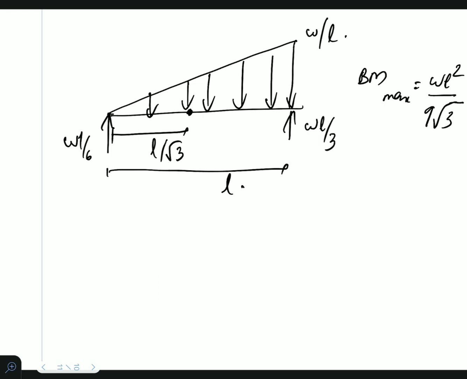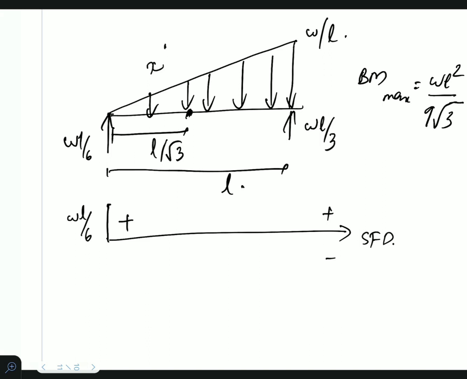Okay, now we'll have to draw the shear force diagram and bending moment diagram. So this side is positive, this side is negative. See, this portion is moving upward, so WL by 6, and this will be positive, till it reaches here where shear force is 0. So x raised to 1 variation means this will be a square variation. So we know that this is a square parabola. So it will go like this till it reaches 0 value here.